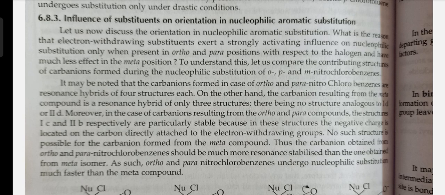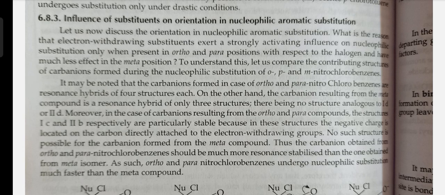To understand this, let us compare the contributing structures of the carbanion formed during the nucleophilic substitution of ortho, para and meta nitrochlorobenzene. It may be noted that the carbanions formed in the case of ortho and para nitrochlorobenzene are resonance hybrids of 4 structures each. On the other hand, the carbanion resulting from the meta compound is a resonance hybrid of only 3 structures, there being no structure analogous to 1D or 2D.